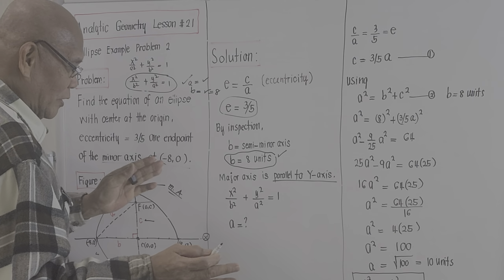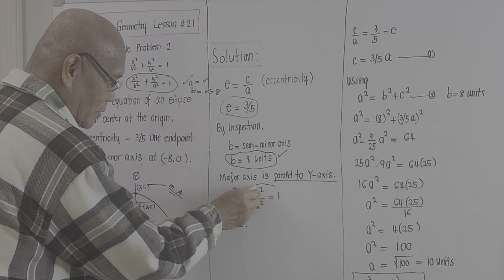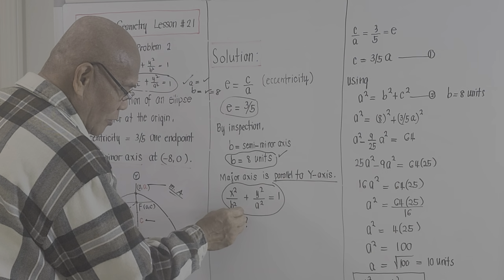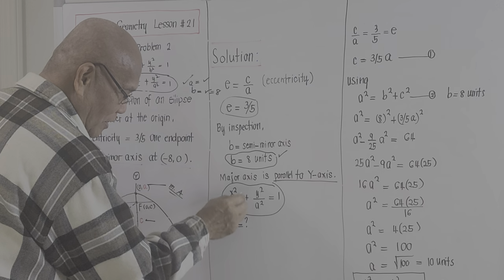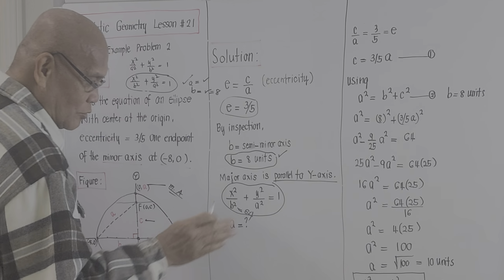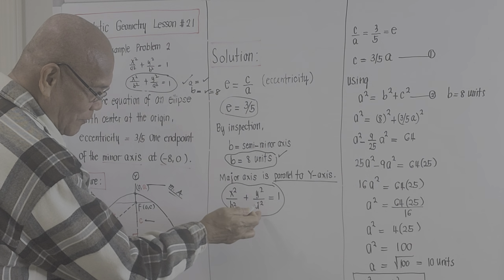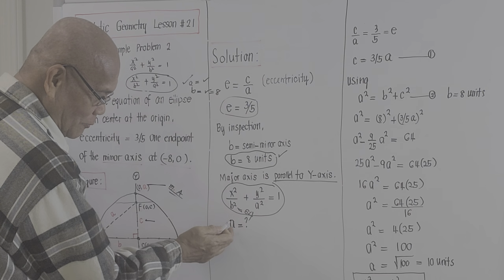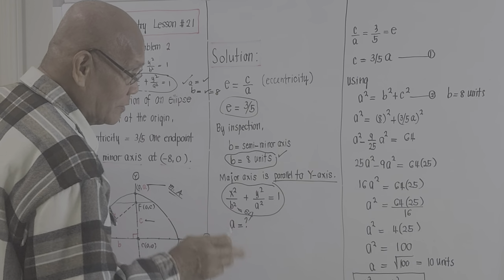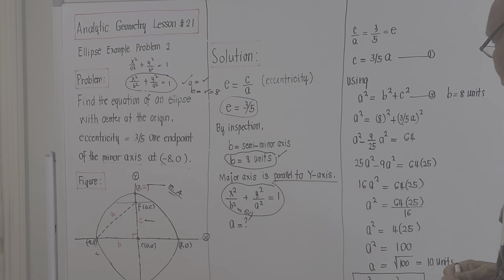So we go back to this equation here. This should be the required equation. We now know the value of B. B is actually 8 units, so this is actually over 64. So our only problem now to compute for the equation is we must compute for the value of A squared, or we must compute for A. And where do we get the value of A? Okay, let's try to bring up the computation of the value of A.